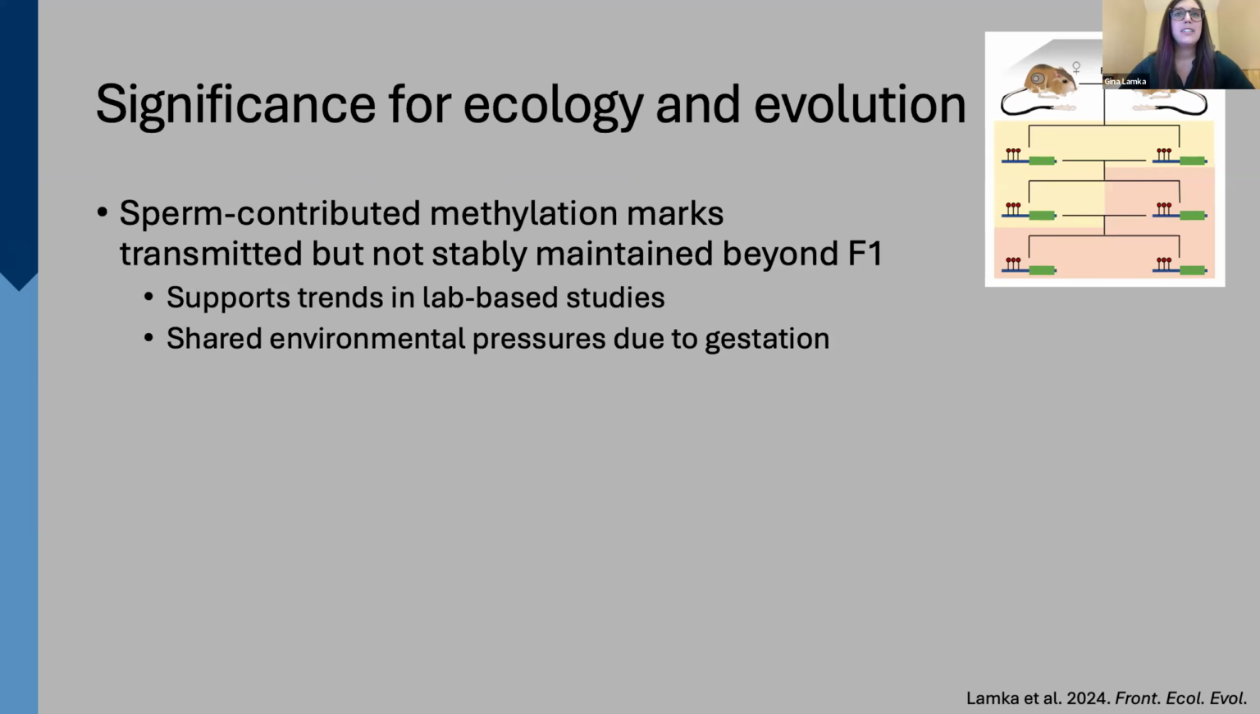And that's when we know that sperm-contributed methylation marks are transmitted, but they're not stably maintained beyond that F1 generation. And of course, this is likely due to shared environmental pressures during gestation or due to maternal parental care early on in life. But then we wanted a more detailed breakdown of the multi-generational heritability.